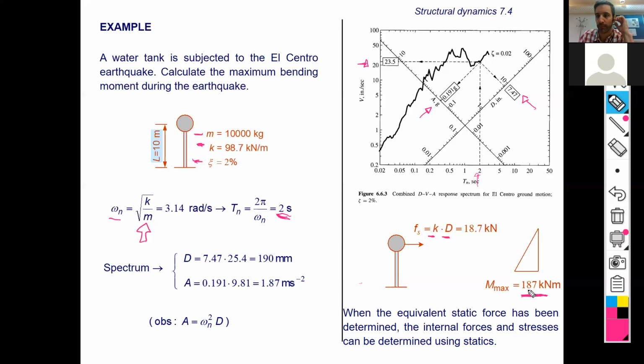And this is a good example of why just making a structure stiffer is not always a good idea. Okay? Because what happens if, let's say, I make the structure twice as stiff? Okay, so now it has 2K. Because it has double the stiffness, now the frequency is going to go up.